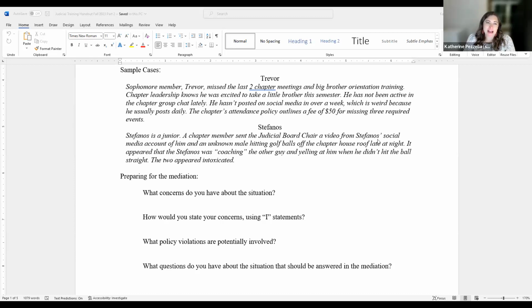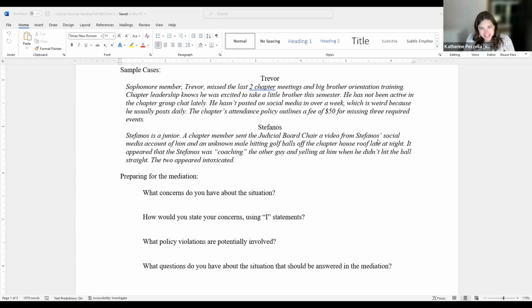Sometimes when we have members of the J board or vice presidents for risk management who are really big rule followers, they're just like, well, the bylaws say $50, he's getting a $50 fine, right? And I think that is fair to a certain extent, but think about the tone that we want to use in these conversations and how we want people to feel as a result of participating in the judicial process, right? We talked about in part one how we don't want it to be punitive. We want it to be about brotherhood and accountability, and putting the member first. The rules don't have to come first, right?